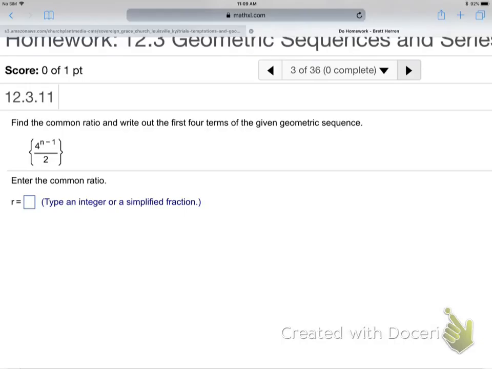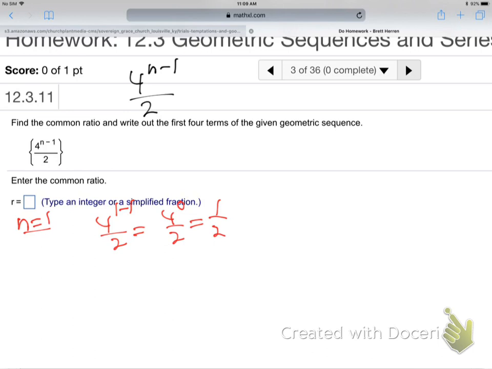All right, so the formula is 4 to the n minus 1 over 2. So go ahead, crank out a couple of the terms. They want the first 4 terms, and then see if you can find the common ratio. So plug in 1, 4 to the 1 minus 1 over 2, 4 to the 0 over 2, 1/2, so first term's a half.